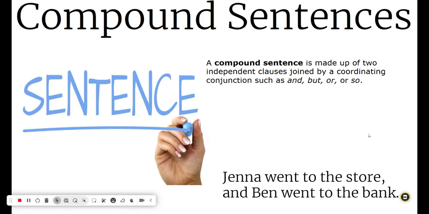A compound sentence is going to take two of these simple sentences and combine them together. You see a sample sentence at the bottom. "Jenna went to the store, and Ben went to the bank." A compound sentence is made up of two independent clauses joined by a coordinating conjunction, such as and, but, or, so, yet, for. And because you have two independent clauses, or two complete sentences, combined with this conjunction, there's a comma before it. So you see two sentences here: Jenna went to the store, Ben went to the bank. That would make it compound, 2 and 1.